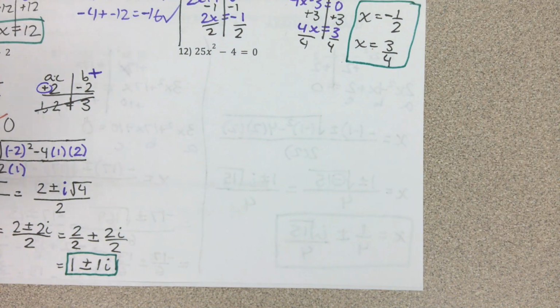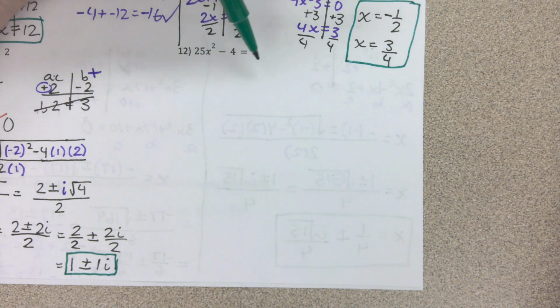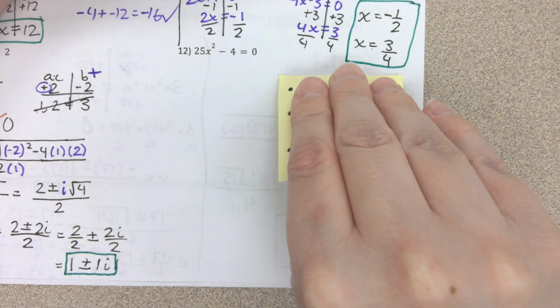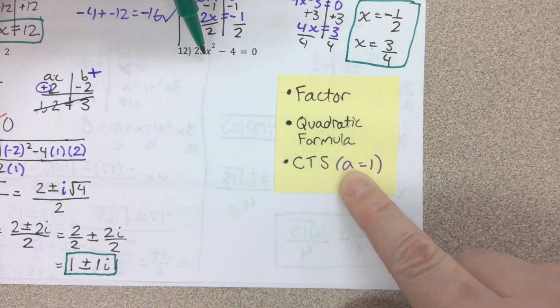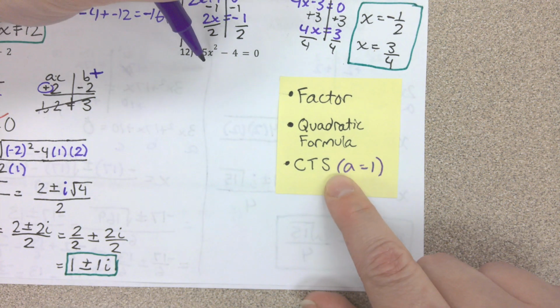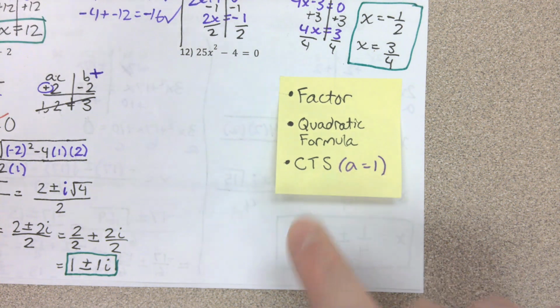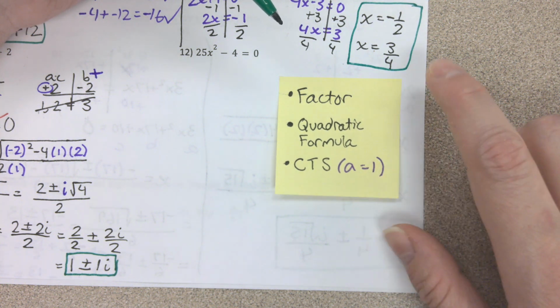Number 12, 25x squared minus 4 equals 0. It's ready to be solved. Let's look at our options. You cannot complete the square. A is not 1. Because here, we just have A and C. Take note of that. And then I can either try factoring or quadratic formula, so let's try factoring.